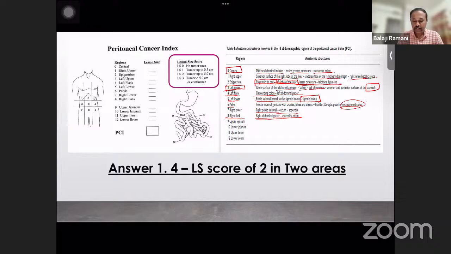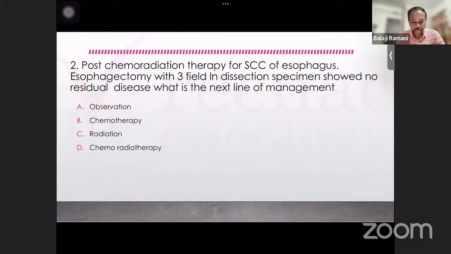Now, if you take up this, these lesions are 1 centimeter and 2.5 centimeter. So the lesion size for both is greater than 0.5, but less than or equal to 5 centimeters. So the lesion size score is 2 in 2 regions. So the answer for this, the score is 4. The PCI index is going to be 4 for this particular patient.